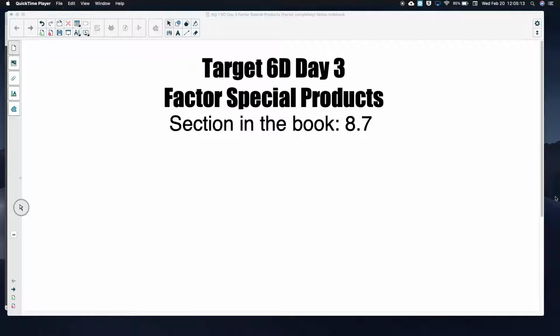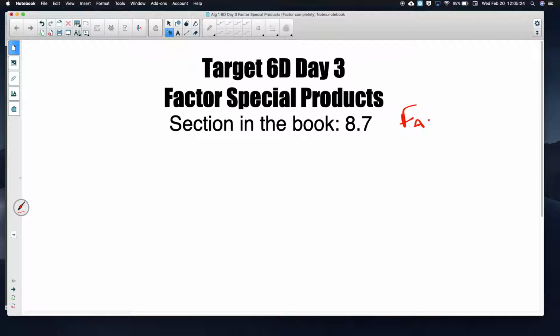Hey everyone, welcome back. Today we will be discussing our last target in Unit 6. We are going to be looking at factoring special products, and more specifically, we are going to be looking at factoring completely.